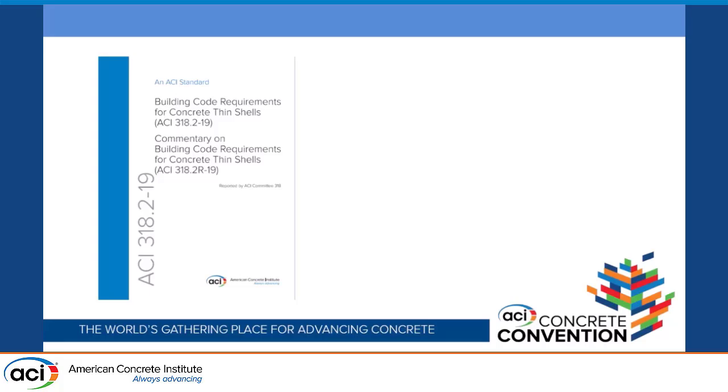So in 318, we got kicked out of 318 in the 318-14 edition. So apparently all 16 pages of the shell code was too much to add to 318, especially now that it's mostly digital. It's a lot of extra paperwork. So now we're in 318.2. The good news is that it's a free download. Anyone can get it. You don't even have to be a member of ACI. You can go to concrete.org and download 318.2. The bad news for us is it's free, so they don't even feel like it's worth anything.